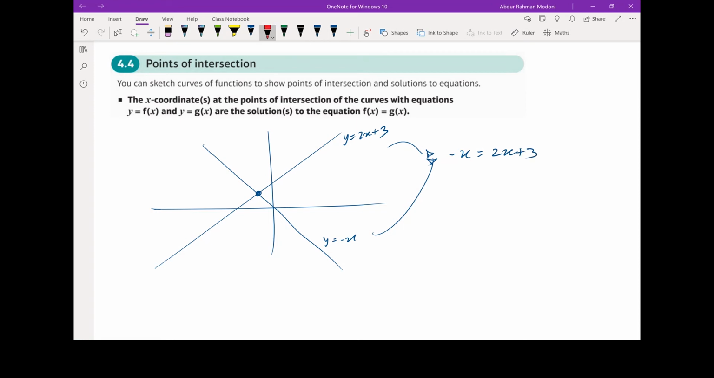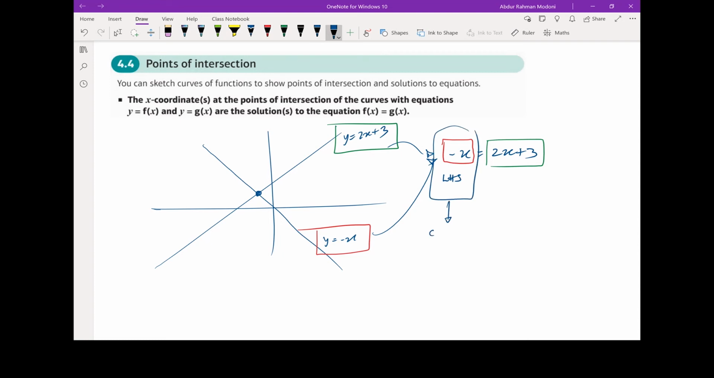And so what we should understand here is that the left-hand side of this equation comes from here, y equals minus x, and the right-hand side of this equation, 2x plus 3, comes from here, y equals 2x plus 3. So this is interesting because this gets us to think about equations differently. Whenever we see an equation, we can think about the left-hand side being represented by a curve, and the right-hand side of the equal being represented by another curve. And where these two curves intersect, that's the resulting solution of that equation.